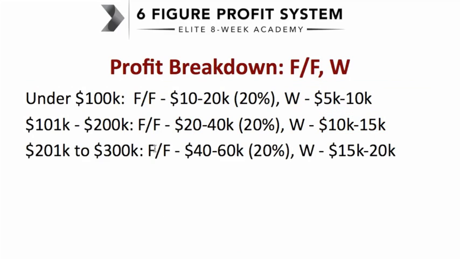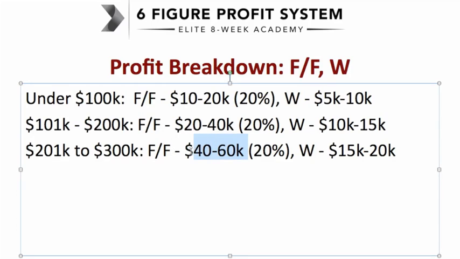Now 200 to 300, you should be making 40 to 60. So see the trend here? The higher up in price, the higher your profit, because it's a percentage of sale price. So again, you're following a 20% profit margin. You should make 40 to 60 when you sell between 2 and 300. Wholesaling, you should be wholesaling for more as well, making 15 to 20.